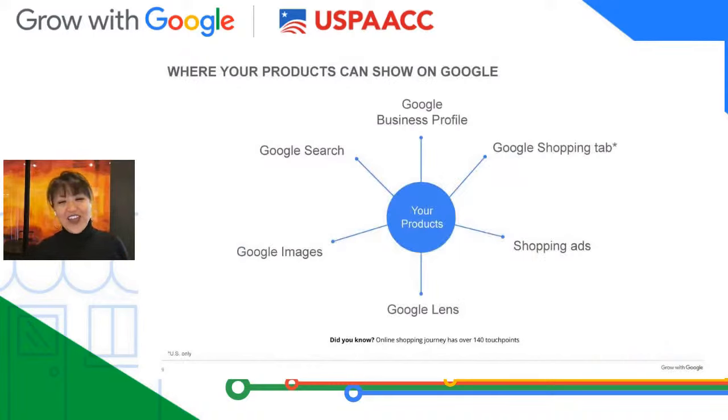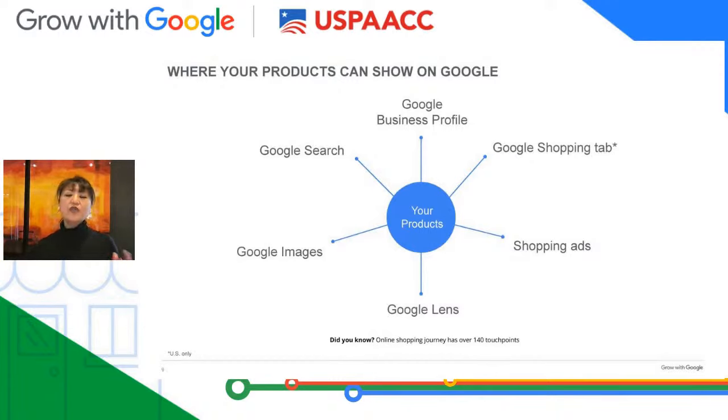So I have a fun fact here. Did you know the online shopping journey has over 140 touch points? So generally, before an individual actually purchases a brand new product, this isn't something that you just purchase repeatedly, for example, like laundry detergent or toothpaste, toothbrush. We're not talking about that. We're talking about maybe a new outfit, maybe even a car, maybe even if you want to travel or you want to try a different restaurant. So if you want to venture out, try new things, generally people will do their research.